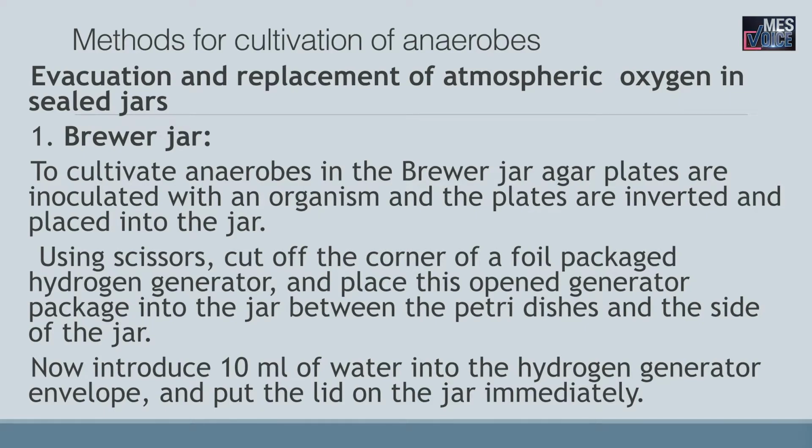Among them, the first is the evacuation and replacement of atmospheric oxygen in sealed jars. There are various jars available. The first one is the Brewer jar. To cultivate anaerobes in the Brewer jar, agar plates are inoculated with the organism, and the plates are inverted and placed into the jar. Using scissors, cut off the corner of a foil-packaged hydrogen generator and place this opened generator package into the jar in between the plates and the sides of the jar. Now add 10 ml of water into the hydrogen generator envelope, put the lid on and close the jar immediately.